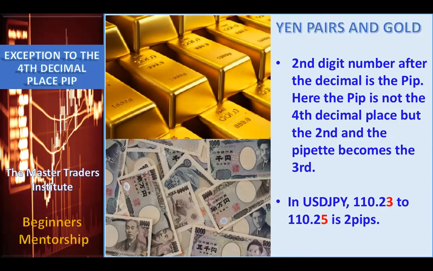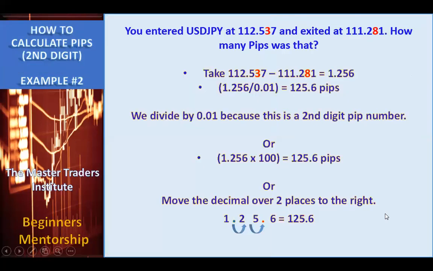So what it means is that 110.23 to 110.25 is just 2 pips, because the difference between 3 and 5 is just 2. So if I am to get 10 pips from this 110.23, all I need to do is to add 10 to this 23, and you get 110.33. That is 10 pips. Then there is also gold.